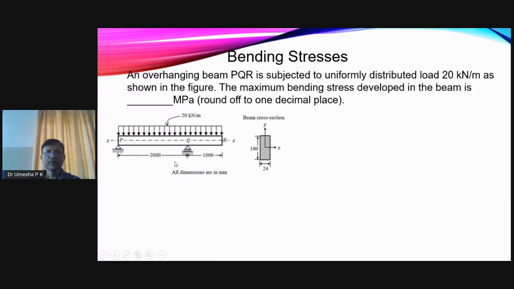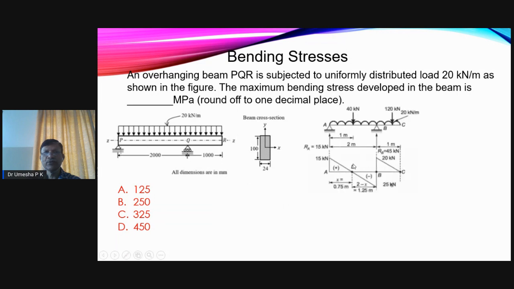These are the dimensions given, that is 2000 millimeter and this is 1000 millimeter. This is the cross section of that one. These are the different options. So we will see how to calculate the maximum bending moment. We have to calculate the maximum moment for this overhanging beam.